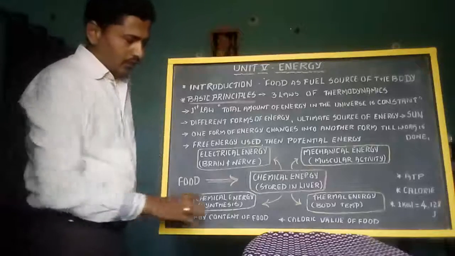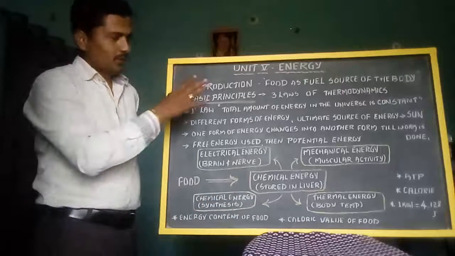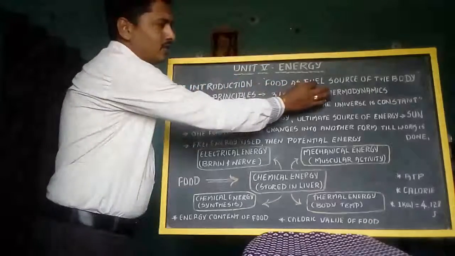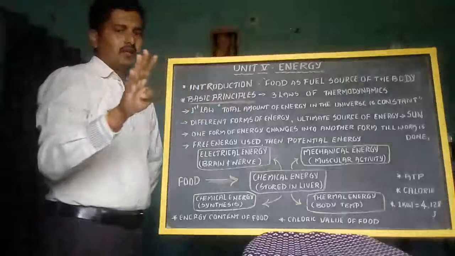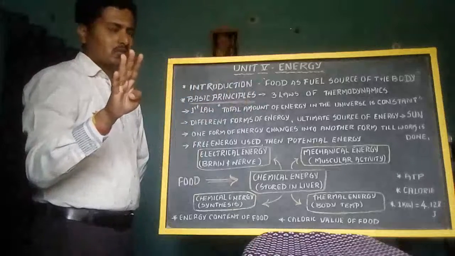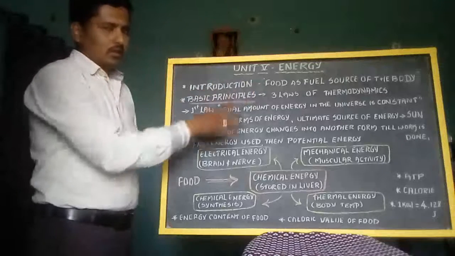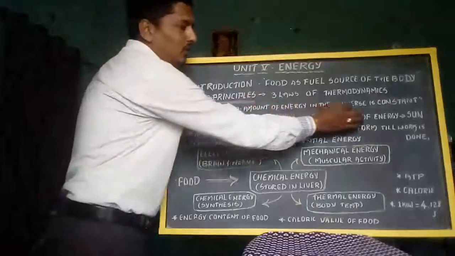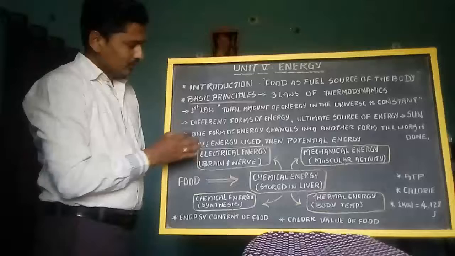This is overall about today's class. What are the things we discussed? We briefly saw the introduction, food as a fuel source for the body, and basic principles. There are 3 basic thermodynamic laws. Among those, the first one is very important for the energy topic. Total amount of energy in the universe is constant. There is no gain or loss of energy.